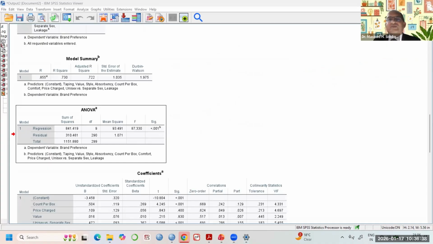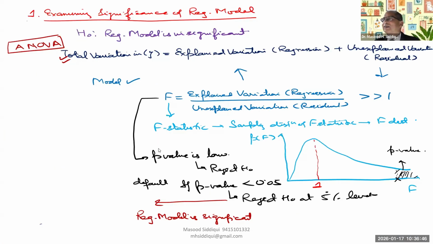So now we are coming to the second part, the second analysis. We have discussed this part. Now, after that, the second step will be, as we discussed here. Since the model comes out to be significant, we'll be discussing the strength of the regression model.